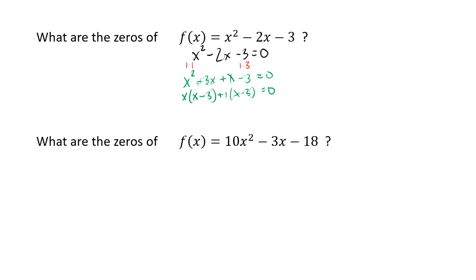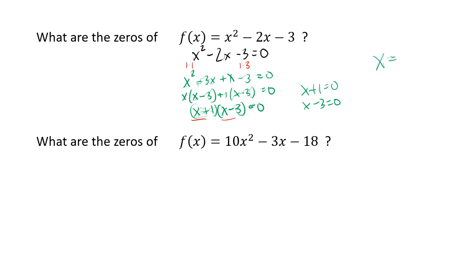This is possibly way more steps than you would ever need to do for this, because you can usually just figure it out, but x plus 1 times x minus 3 is equal to 0. And so if I want to know what the zeros are, I use the zero product property. I say, okay, this could be 0, this could be 0. So x plus 1 could be 0, x minus 3 could be 0, and I'm left with the zeros.